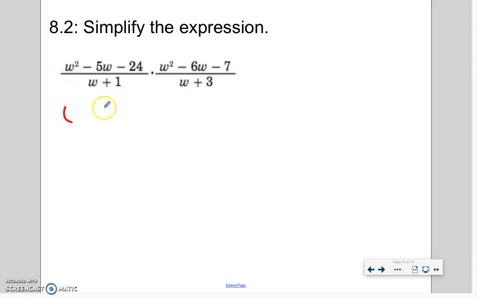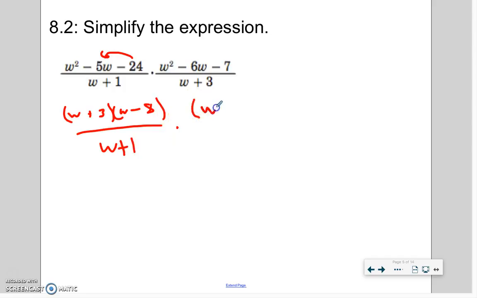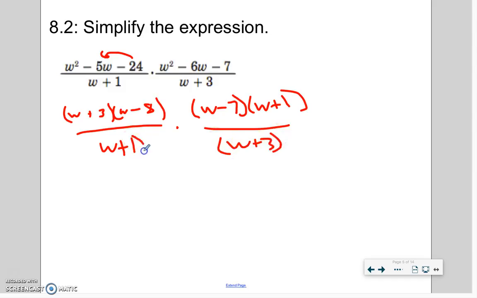So I'm going to factor the numerator. Factors of 24 that differ by 5 would be 8 and 3. We're going to go w plus 3, w minus 8, all over w plus 1 times w minus 7 times w plus 1 would be this factor. So this one factors to that, and this one factors to that. All of that divided by w plus 3 and w plus 1.